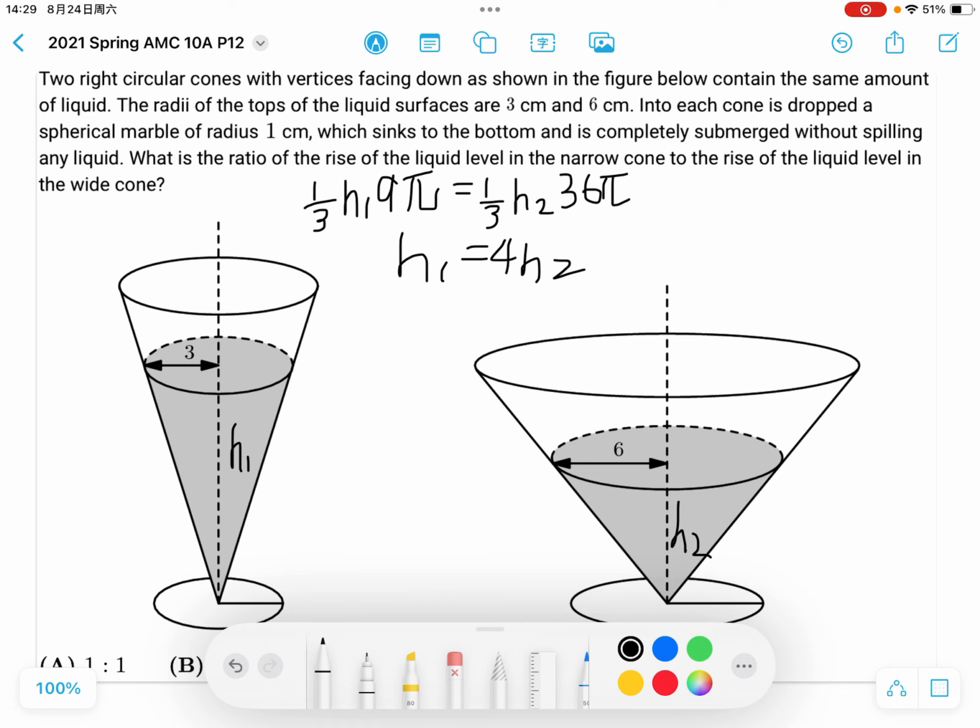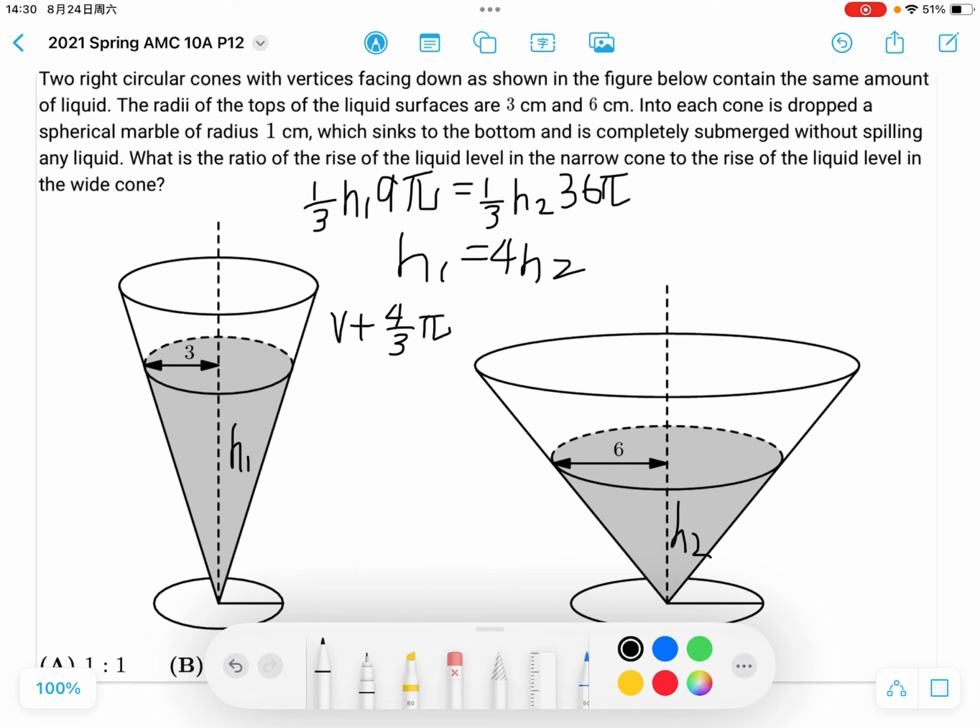So essentially what happens when I add the 1 cm radius marble in is that the volume is increased by the volume of this marble, right? So the volume is increased by 4/3 pi r cubed, which is just 4/3 pi. Now this increase of 4/3 pi is going to be divided into the increase in the radius of the cones and the increase in the height of the cones.